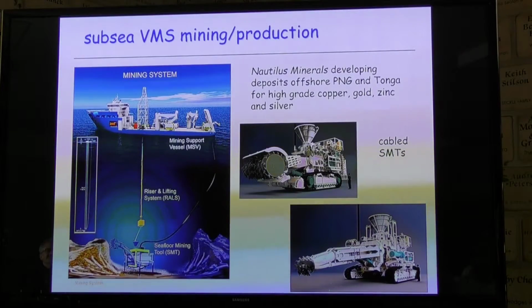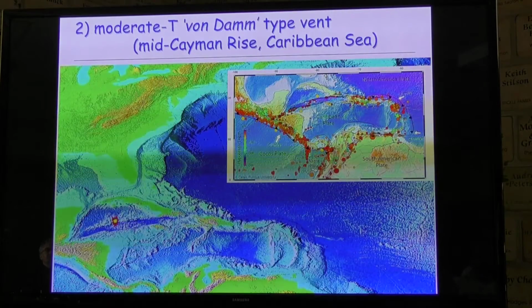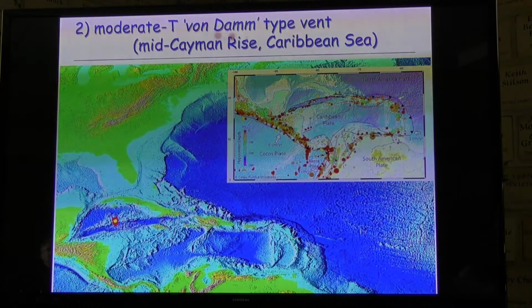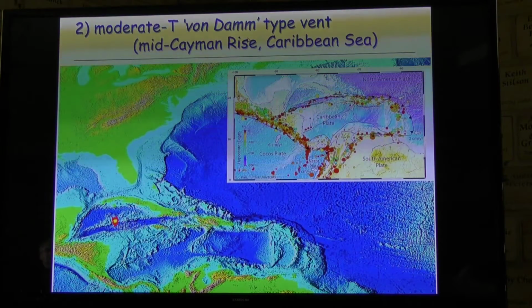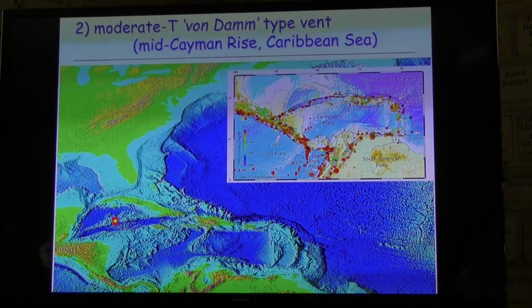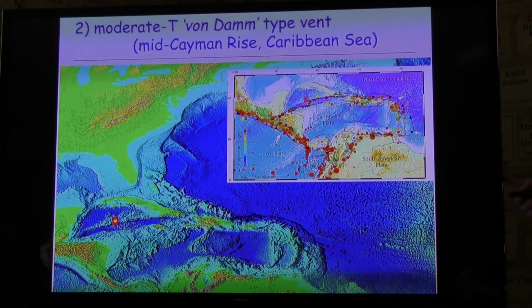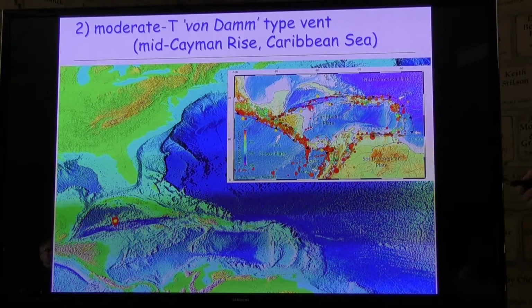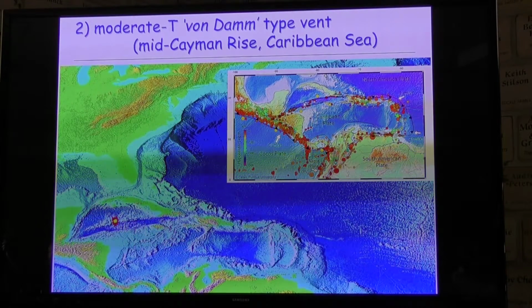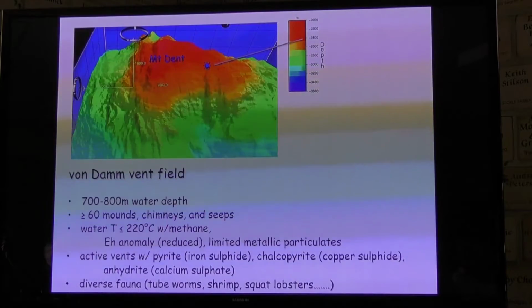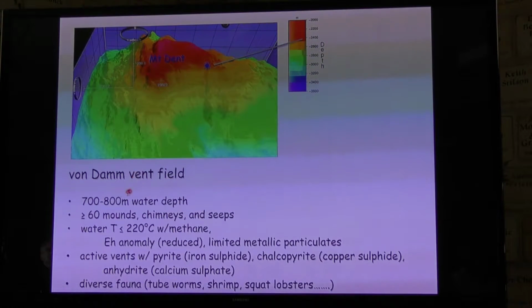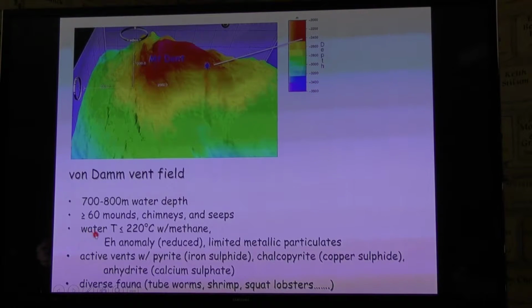Okay, so quickly, let's look at the moderate temperature, what we call the Von Damm type vent systems. And again, Mike went over this. It's this tiny little 100-kilometer long spreading ridge in the Caribbean Sea. It's the mid-Cayman rise. And Mount Dent, as Mike described, the Von Damm vent field is at relatively shallow water, between 700 and 800 meters water depth.